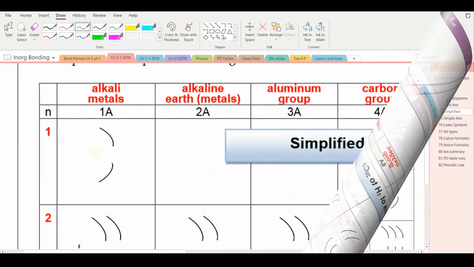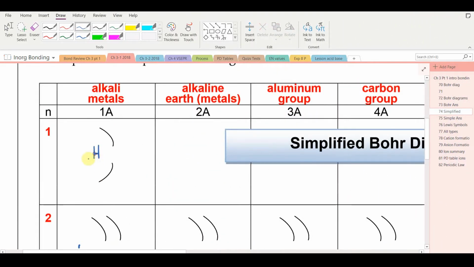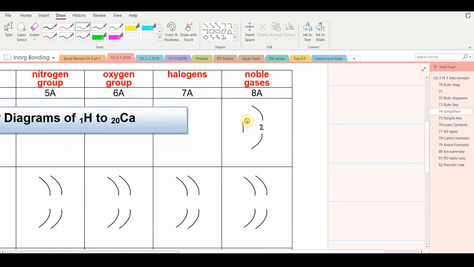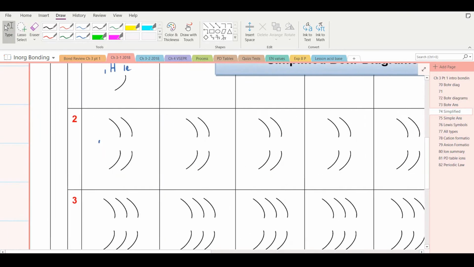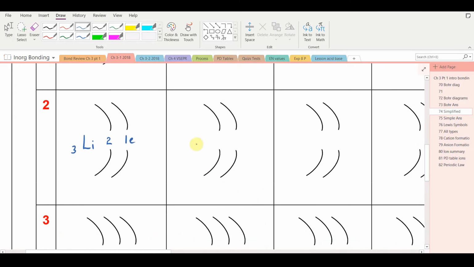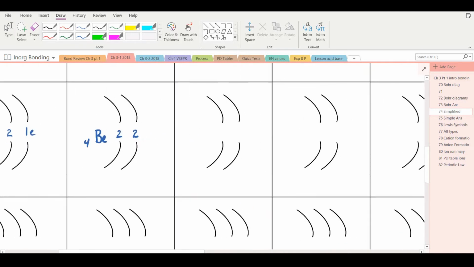Let's start with hydrogen. 1 electron. Move over to helium. Looks like I already have a 2 in there. So the first shell is full, inert, and stable. Our next element is lithium. 3 electrons, 2 in the first shell and 1 in the valence shell. And we have beryllium. 4 electrons, 2 in the first shell and 2 in the second shell.